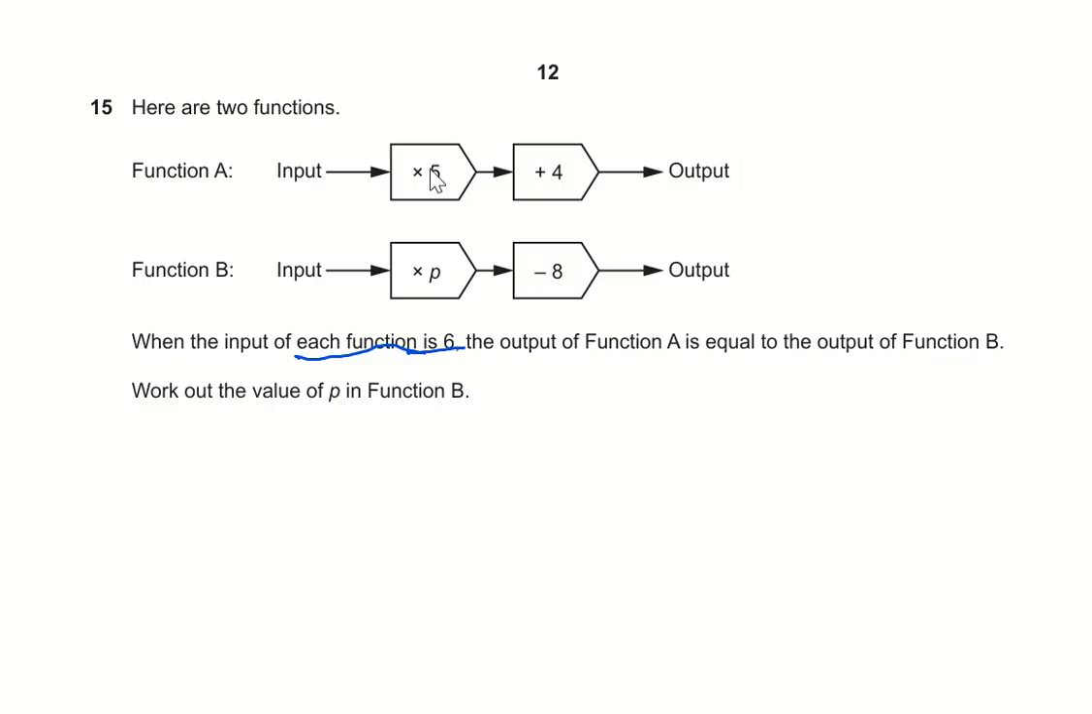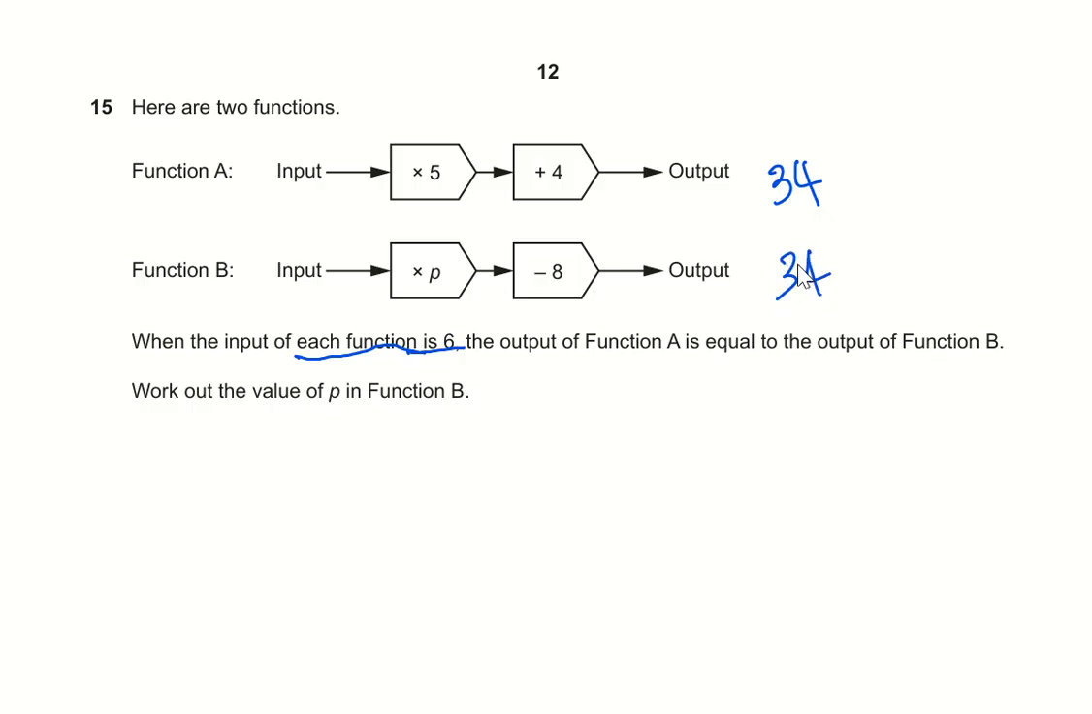Okay. Now in the first function machine I know everything. The input was 6. 6 times 5 is 30. 30 plus 4 is 34. So the answer is 34 for the first one. It says the output of both function machines is 34. So it should be 34 here.